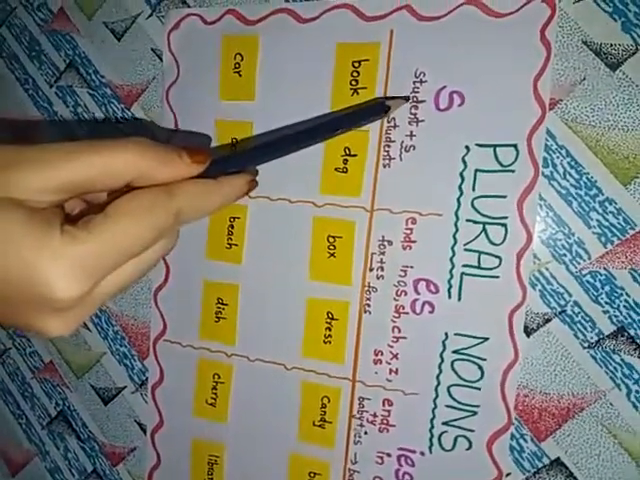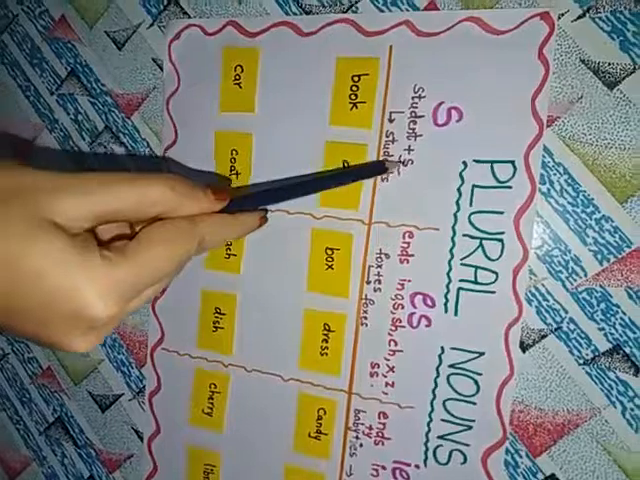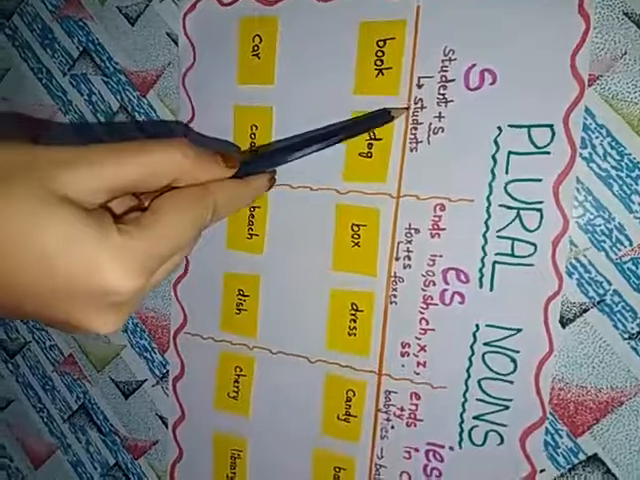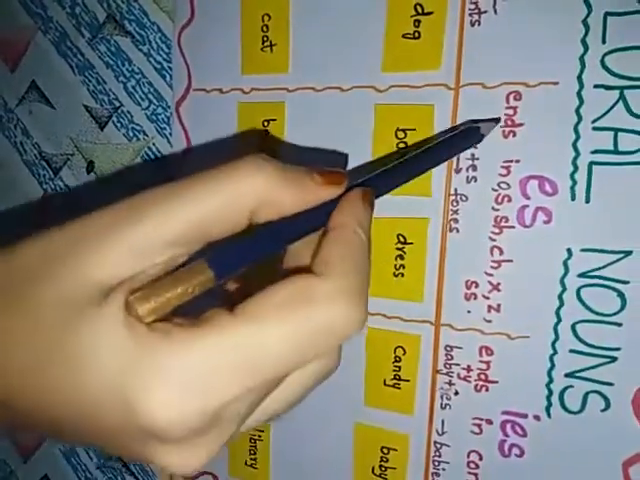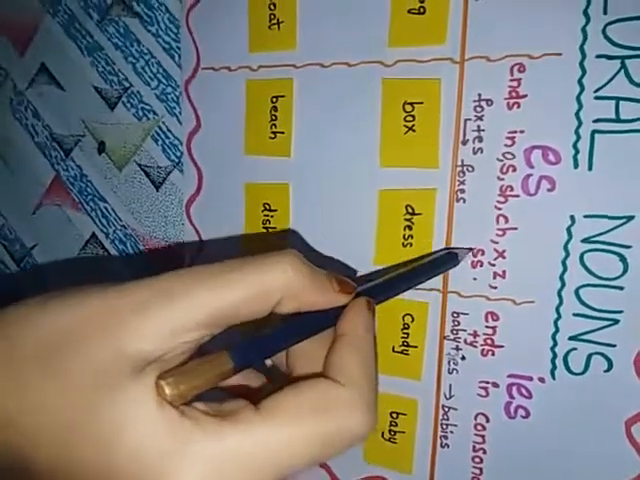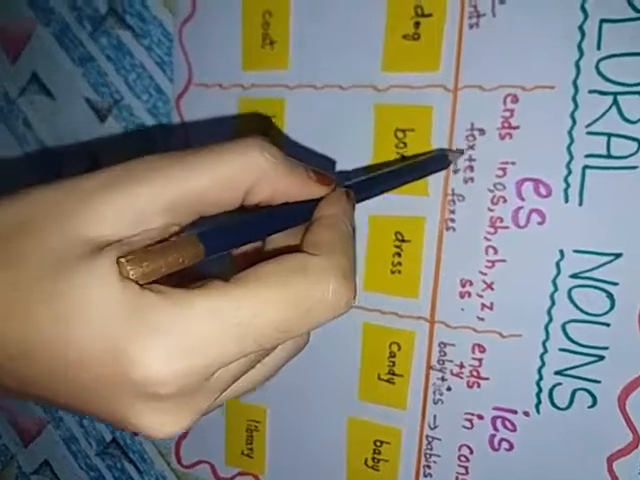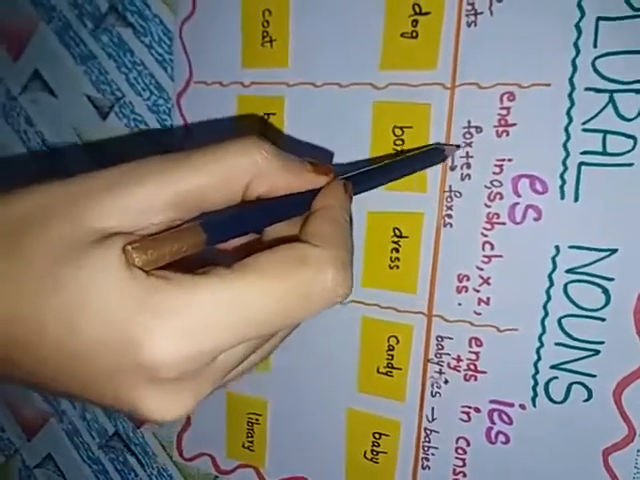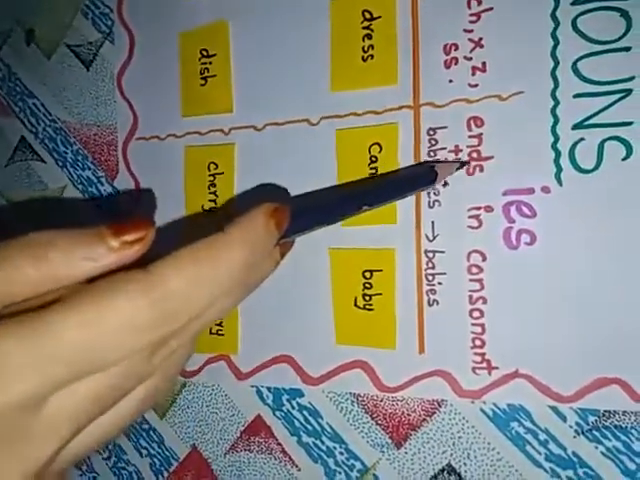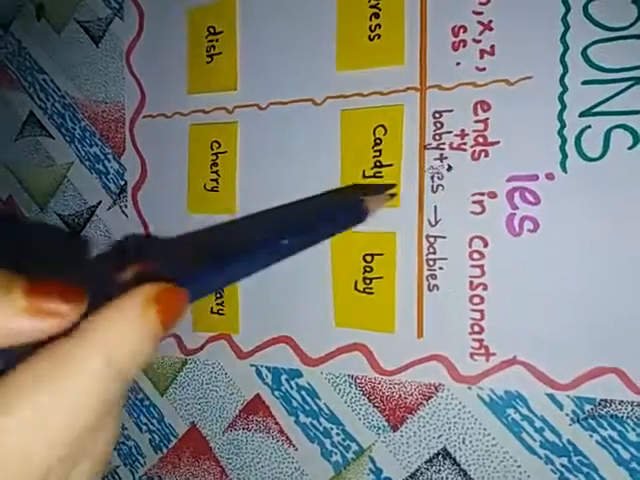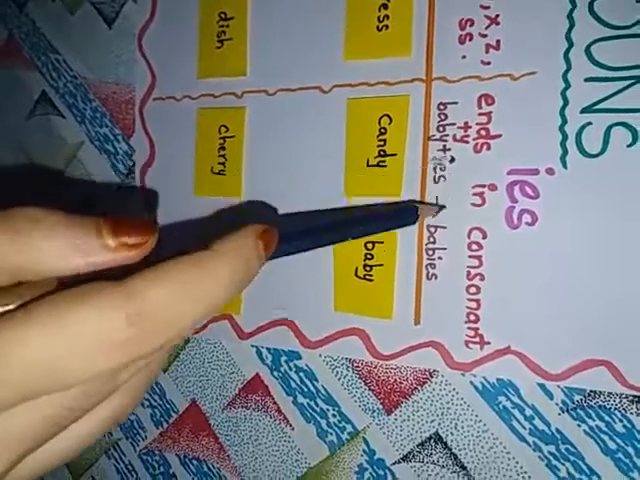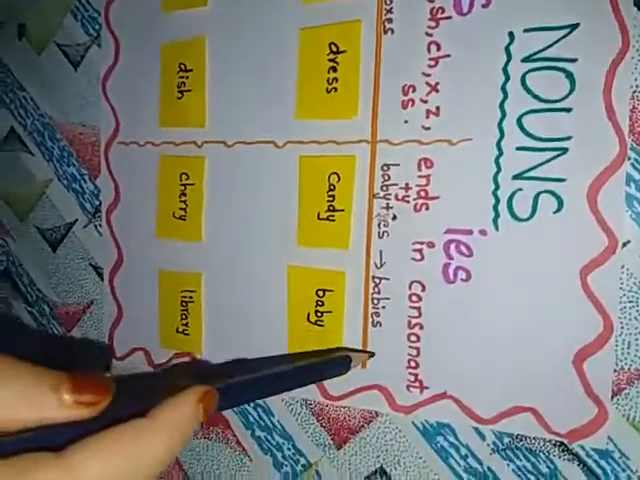S when you have to use? When the student plus s, singular noun plus s, it gives plural nouns, students. In the same way, es that ends with o, s, sh, ch, x, z and double s. Suppose example, fox plus es equals foxes, as the word is ending with x. Okay, here ies ends in consonant plus y. Whenever the word is ending with y, you have to add ies. It will become babies. Baby plus ies equals babies.